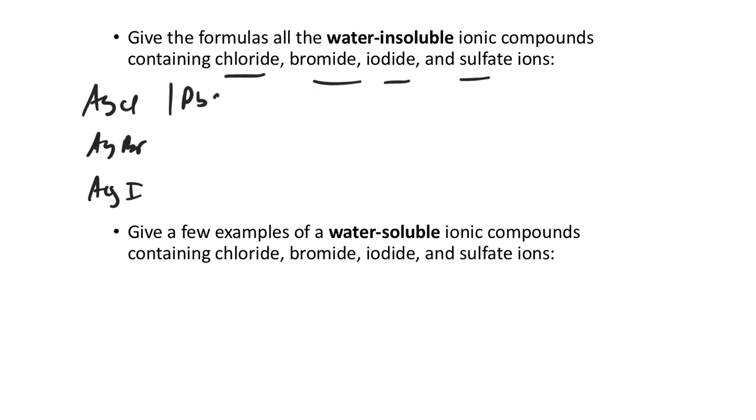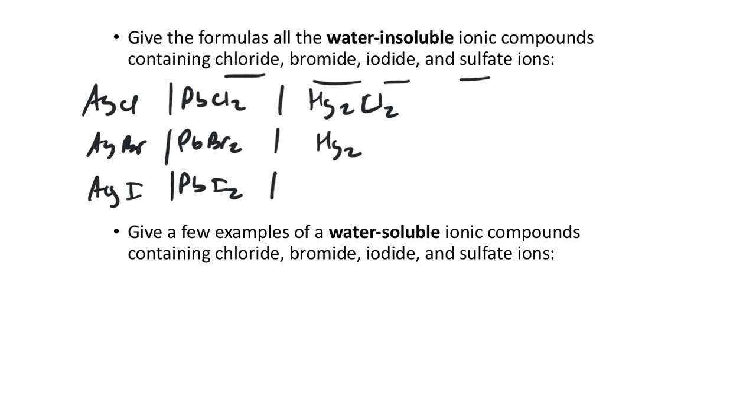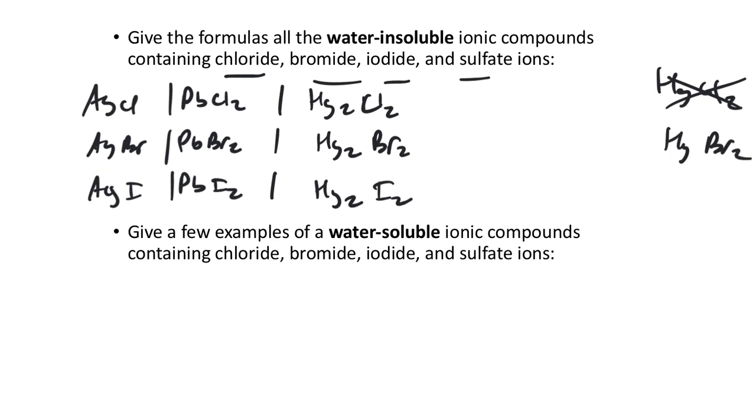We could write PbCl2, PbBr2, PbI2 as other formulas that are insoluble in water. And there's Hg2Cl2, Hg2Br2 and Hg2I2, but not HgCl2, that's soluble. HgBr2 is also soluble. And those compounds do exist. You can buy mercury 1 chloride, you can buy mercury 2 chloride, from a chemical company. Just one of them will dissolve into water more than the other. The mercury 2 salts dissolve to a greater level.